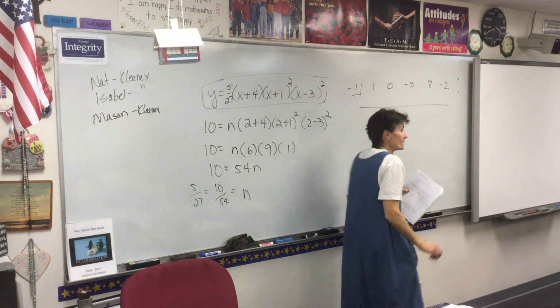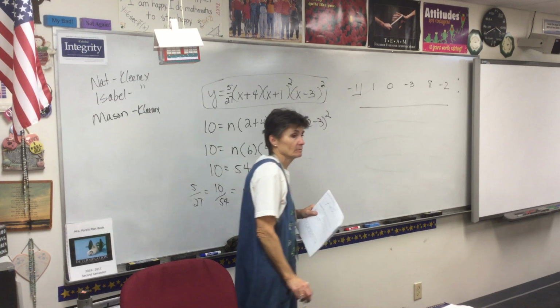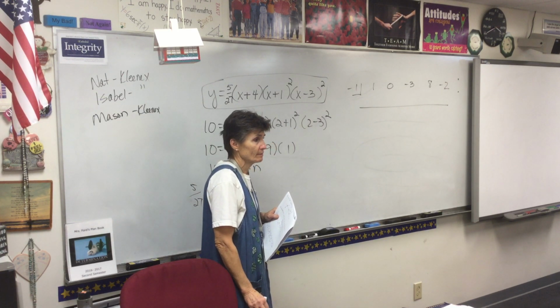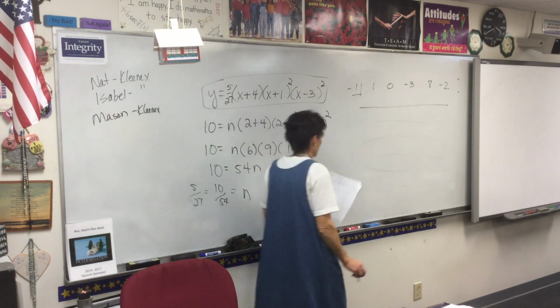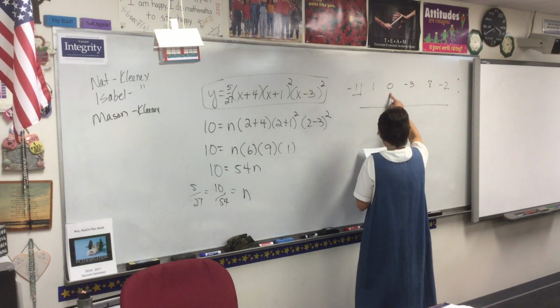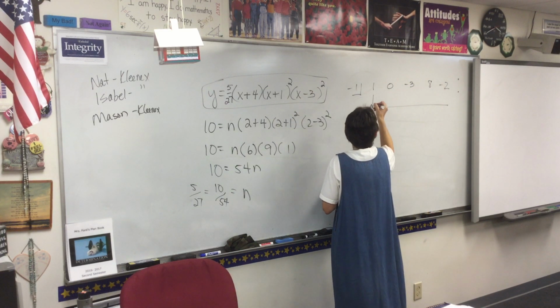Do you think it would ever be possible to have 2 zeros? Well, yeah, 2 things were missing, right? Every power has to be there. So we're missing an x cubed, so we'll put a 0 in there. All right, here we go.